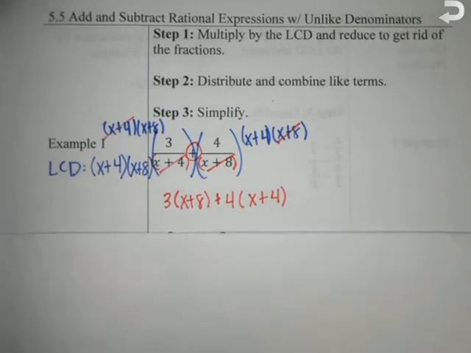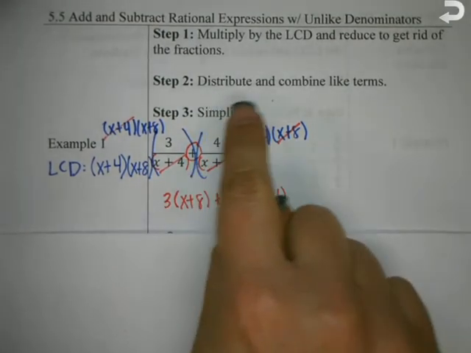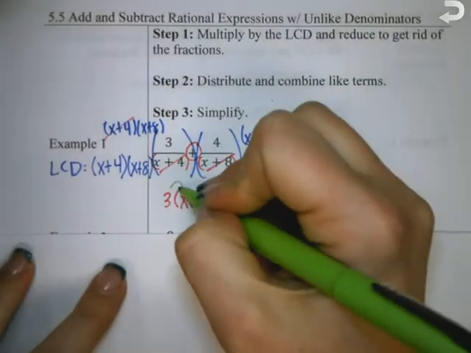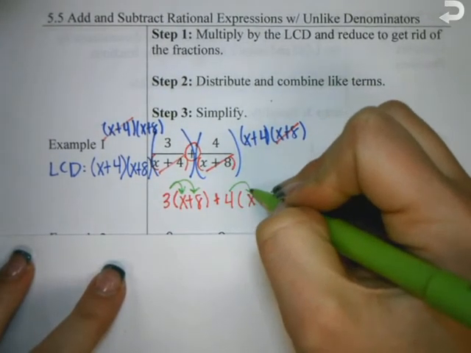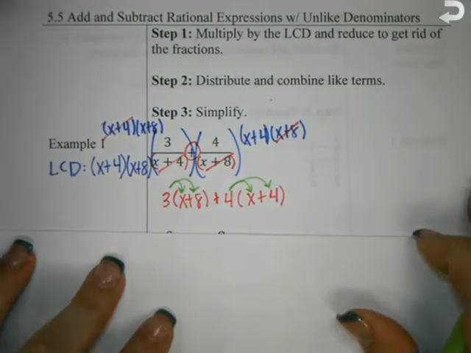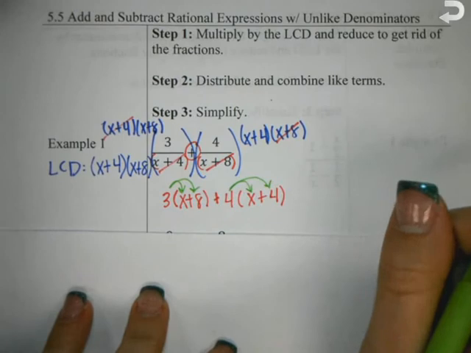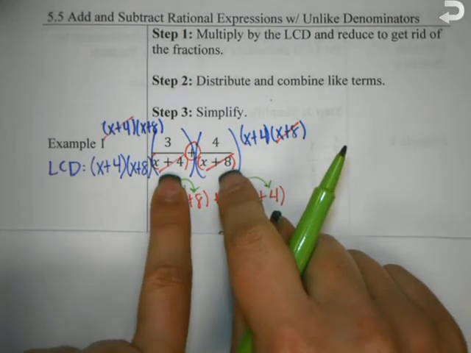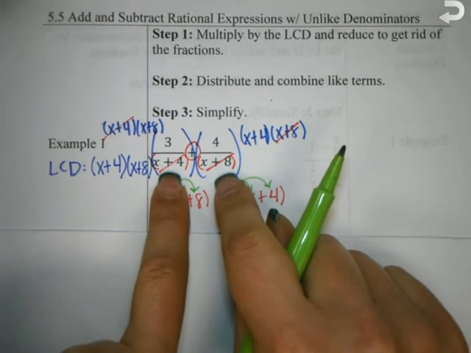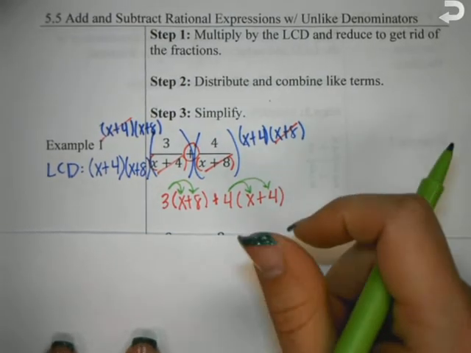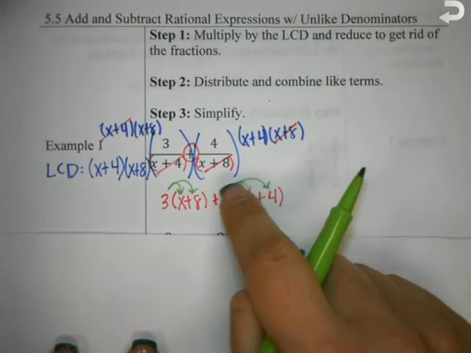So, step 2, we want to distribute and combine like terms. So let's do distributive property on both of these. They're not fractions anymore. The fractions cancel. This is called canceling the fraction. You're going to use this all the way into Algebra 2. So this is a good thing to practice now and make sure that you master it. Okay?